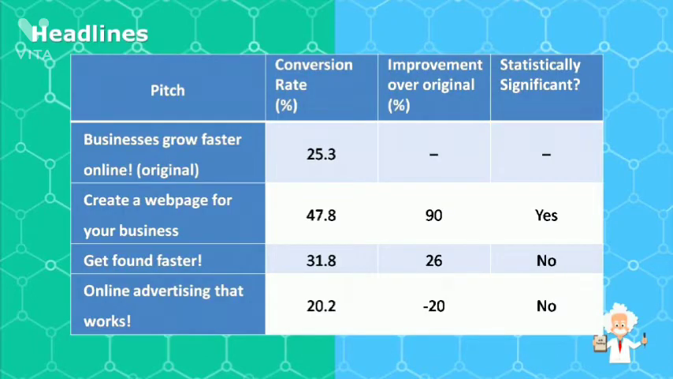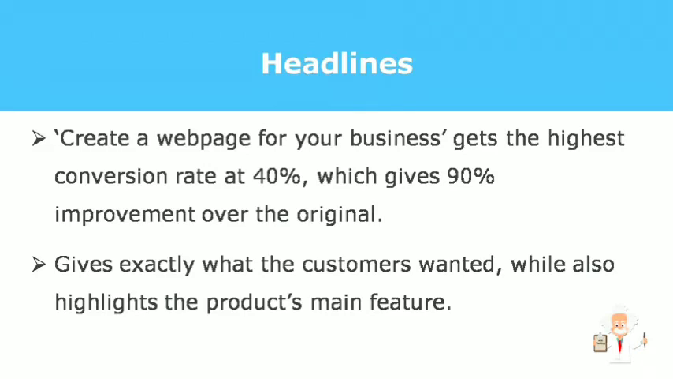Headlines are the very first element your subscribers see when viewing your sales copy. This important position means that your headline must be as interesting and spot on as possible. The best headlines are ones which give the purest, most direct representation of your product. Take, for example, these 4 headlines. As we can see, of all the headlines, the pitch, "Create a web page for your business," gets the highest conversion rate at 40%, which gives 90% improvement over the original. The reason is this pitch gives exactly what the customers want, while also highlighting the product's main feature.